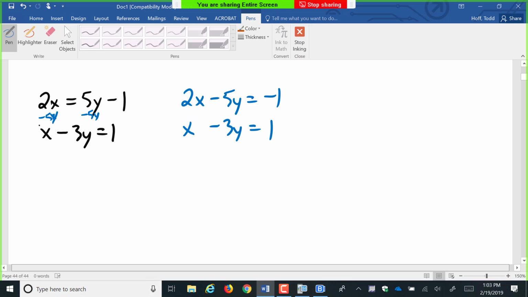From there, of course, nothing is going to cancel out, so what do we need to do? Multiply the bottom one not by 2, but by negative 2. Perfect. So the top one stays 2x minus 5y equals negative 1. The bottom one's going to become what?